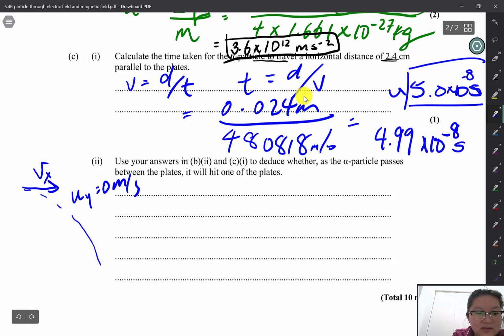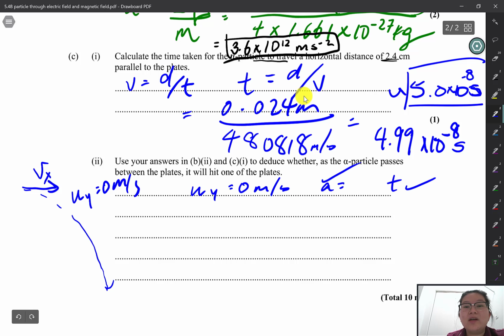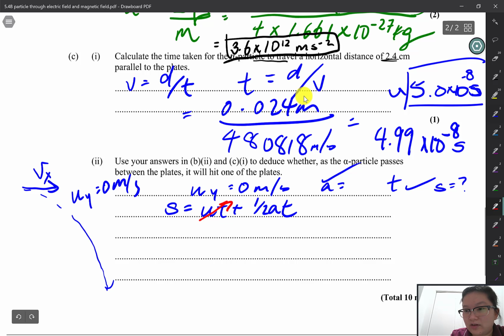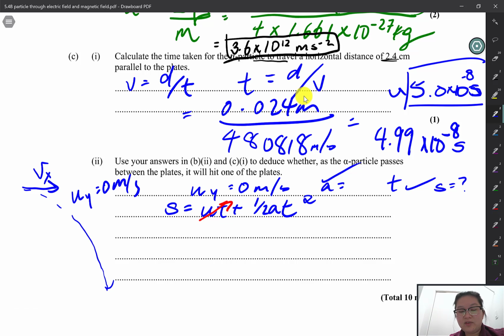So there's actually no initial vertical velocity. If we have uy is 0, we know the acceleration, we know the time, and we also need to know the vertical drop. So we need to find that. Looking back at our kinematics equations, this is going to be the one that we will use, 1/2 at squared. And we know u is 0, so we don't have that term. We just have 1/2 at squared. Whoopsie, there's a square there. If we use this to figure out the vertical drop, we can see whether or not that is greater or less than 0.4 centimeters.